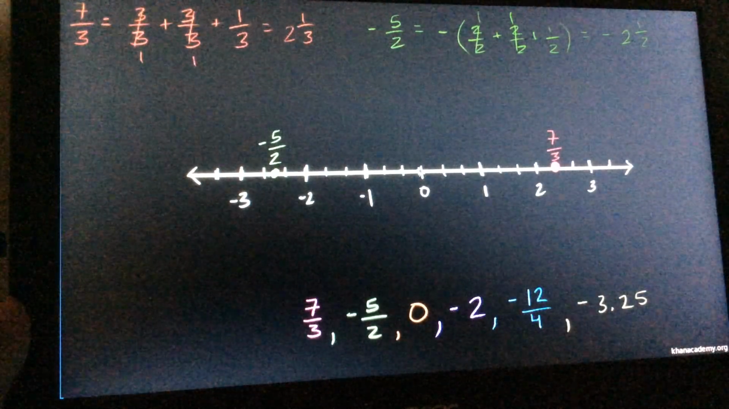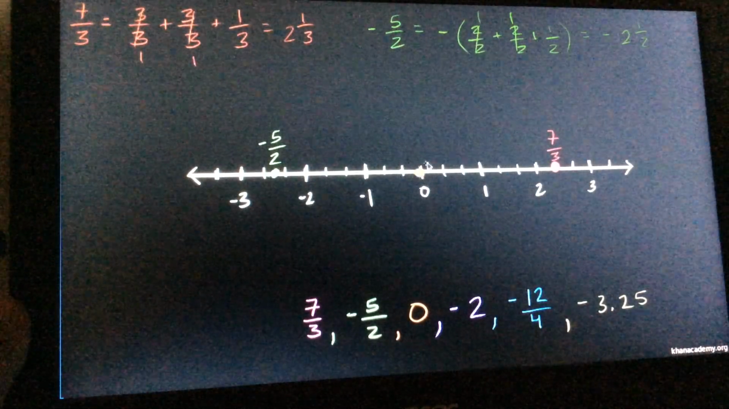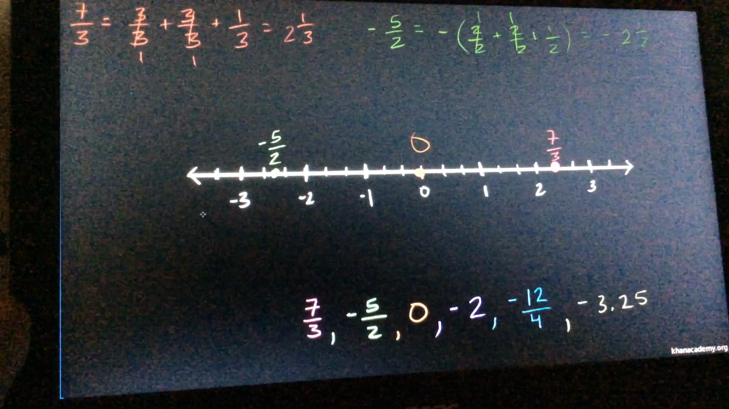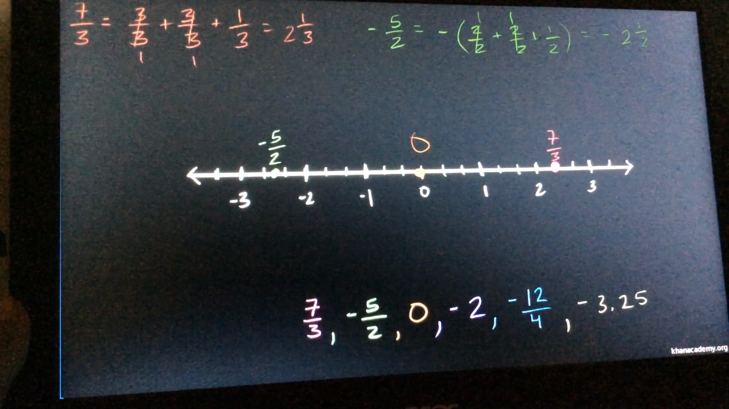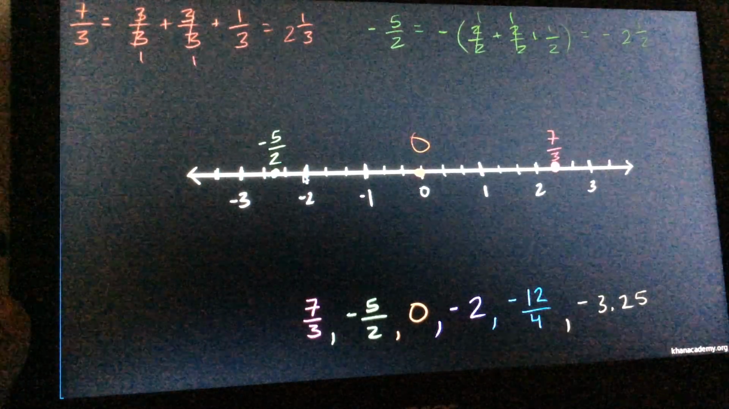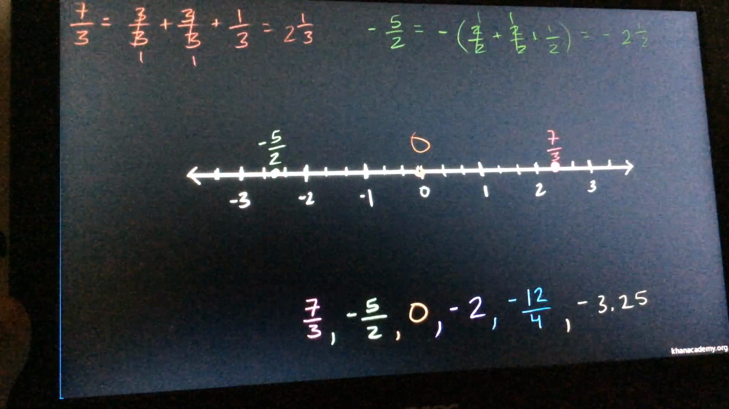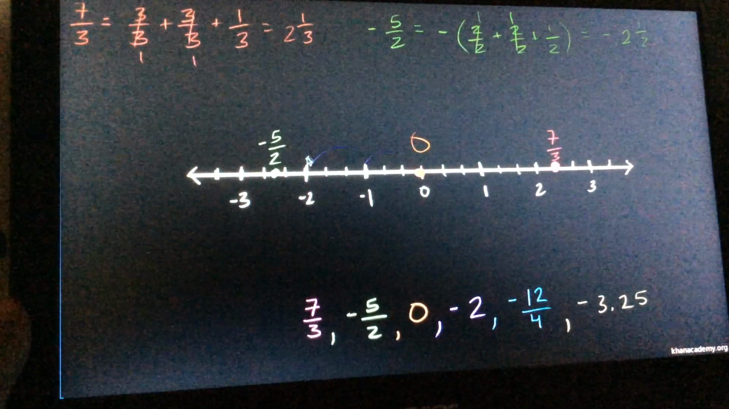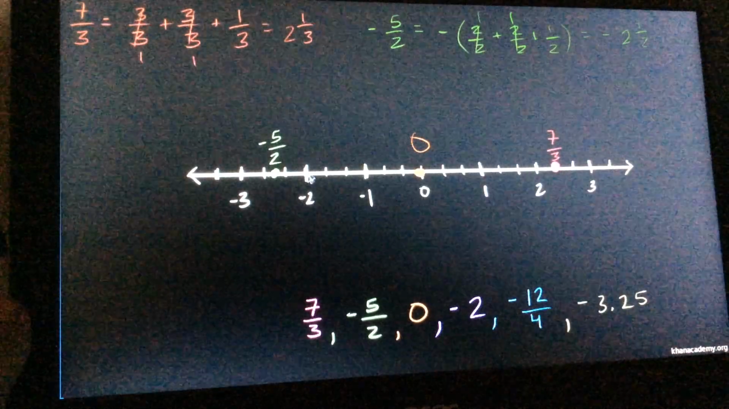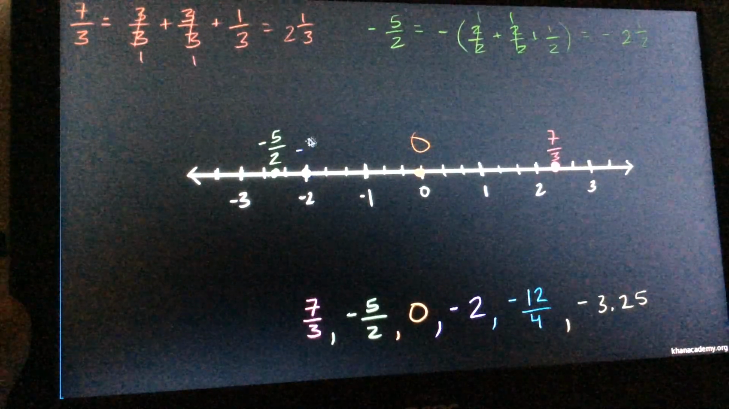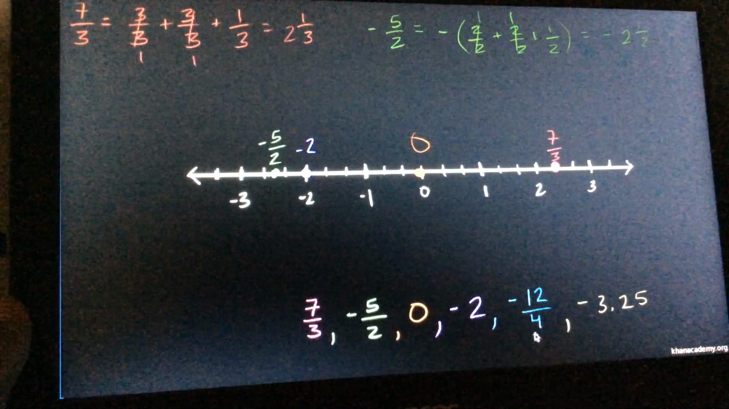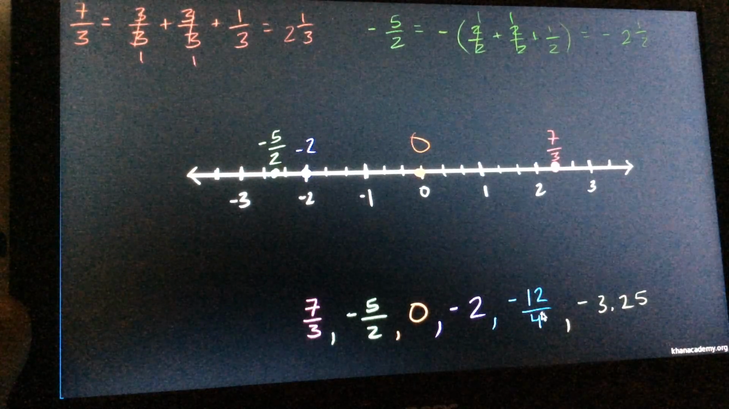Then we have 0, not too difficult. It's actually labeled on our number line for us. Then we have negative 2. Negative 2, once again, is on our number line for us. Two steps, 2 whole numbers to the left of 0. Negative 2 is going to put us right over there. Then we have negative 12 fourths. So it might jump out at you immediately.